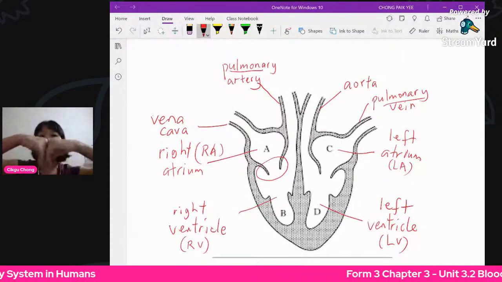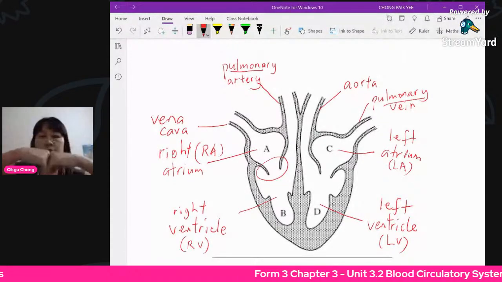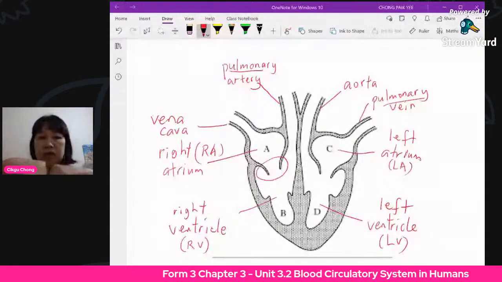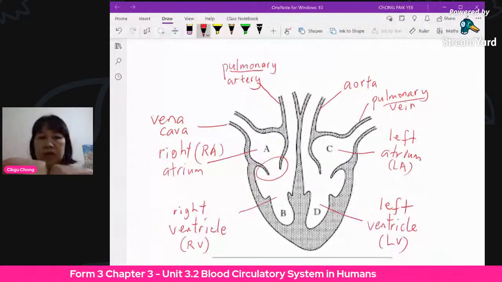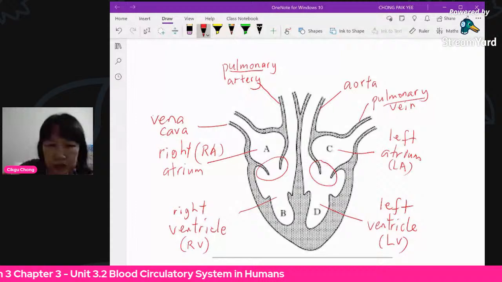Okay, look at my hand. So this is how it works. For C and D also there is something like that. The flap will open, close, open, close. So here you have 2 flaps. We call it a valve.